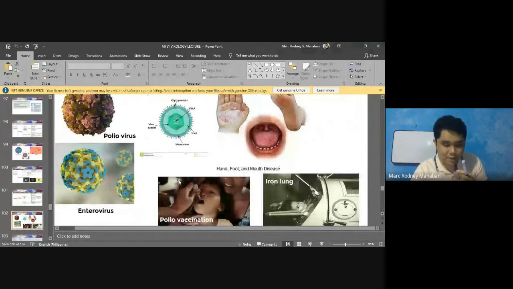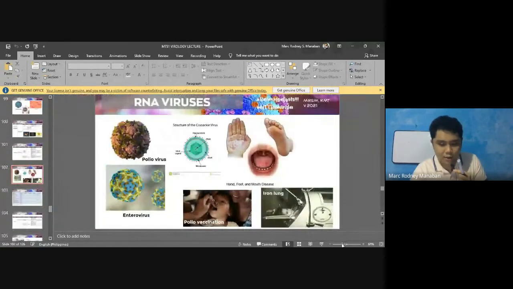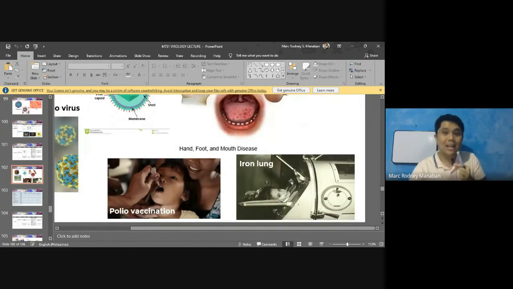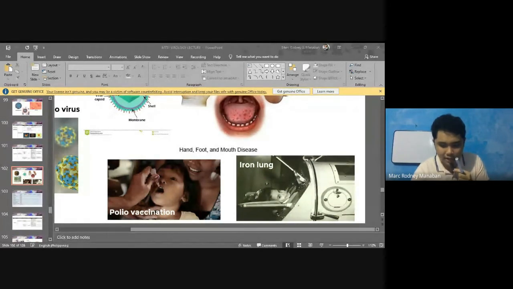So again, here's a picture. You have here the polio virus. Enterovirus, Coxsackie, hand, foot, and mouth. As you can see, may mga lesions both sa hand, sa foot, and sa mouth. The polio vaccination using Sabin, and the iron lung. As you can see, this is used to facilitate breathing of patients na paralyzed na. Ilahang muscles for breathing are paralyzed na, so therefore, di na sila ka-breathe properly, they need the iron lung.